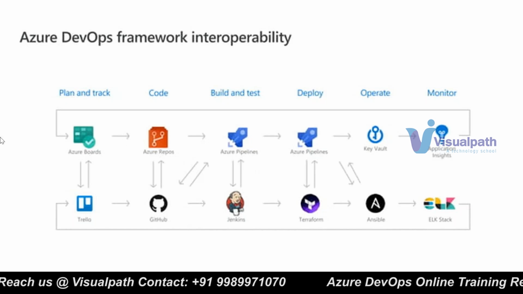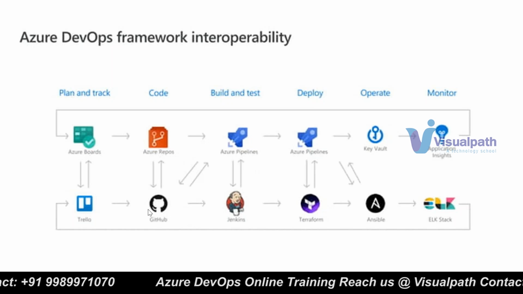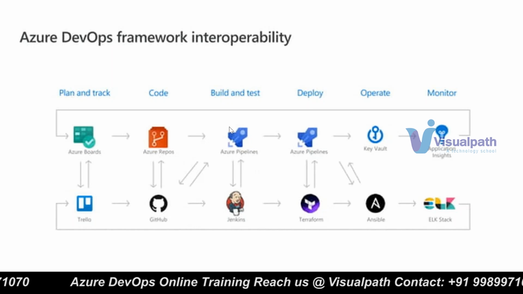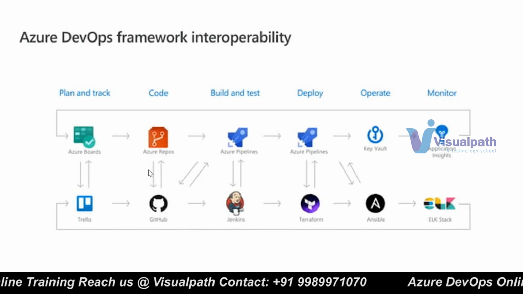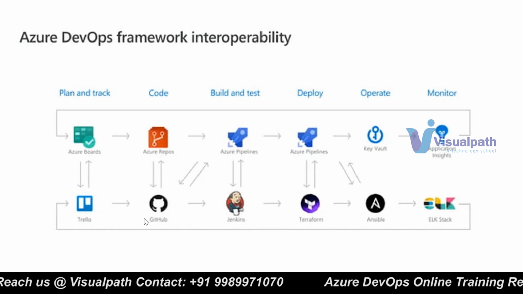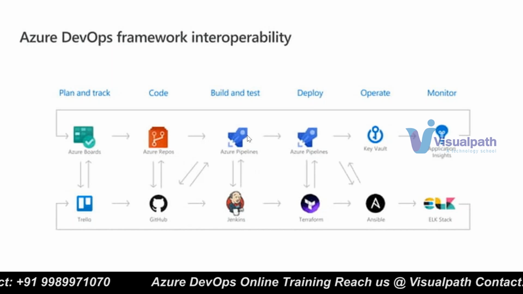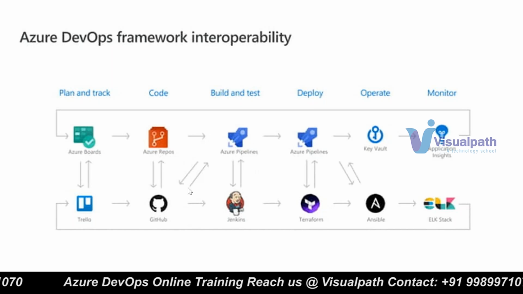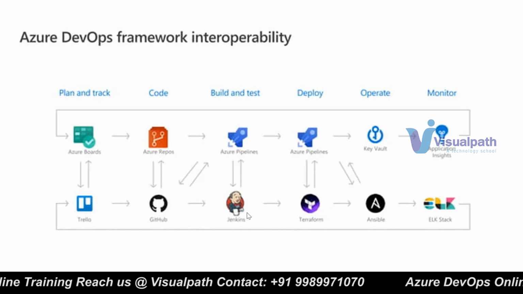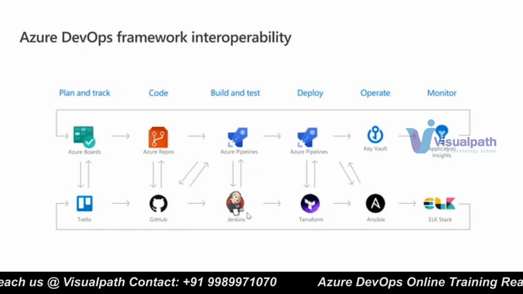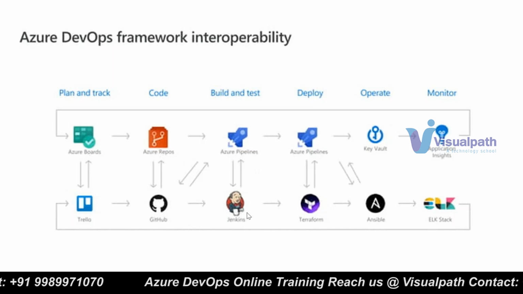Then the code is going to be in Azure Repos or GitHub or Phabricator or any number of tools. Build and test is going to be Jenkins and Azure Pipelines, and this is vice versa. It doesn't matter where you have it. If you have the code in GitHub, it can interact with the Azure pipeline. Whatever build has succeeded in the Azure pipeline can interact back with GitHub, reporting the status. Even if you have Jenkins, you can integrate Jenkins with Azure DevOps, where it gets tracked in the same state.